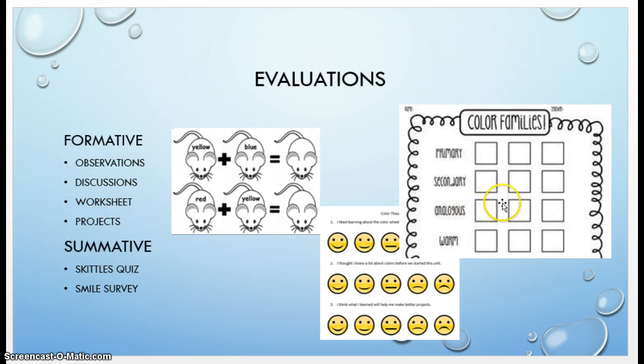And here is my Skittles quiz for the summative evaluation, where I would give them a little fun-sized bag of Skittles, and they would have to go through and put the primary colors here. There is no blue Skittle in the regular bag, so they would have to use a color pencil to shade in the blue. But other than that, they can go ahead and put their secondary colors and their warm colors and their cool colors, all the things that we have learned in our unit. And then, of course, I would come and check it, and then they would get to eat the Skittles.